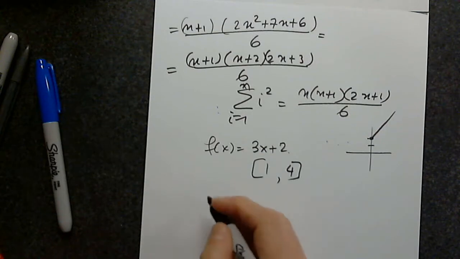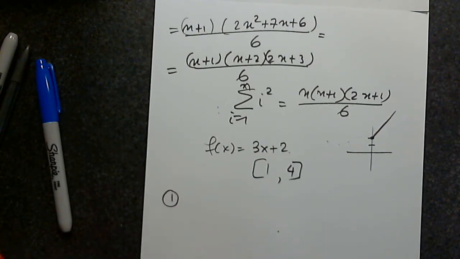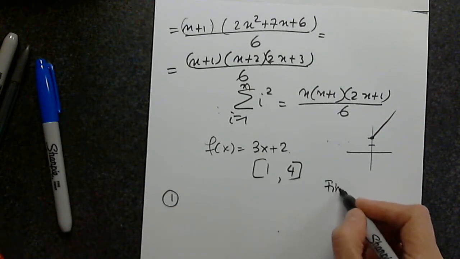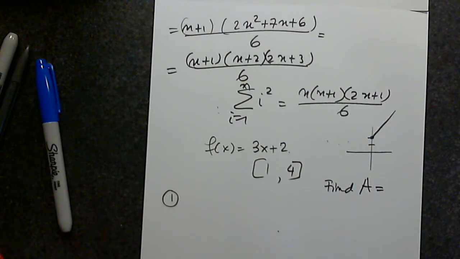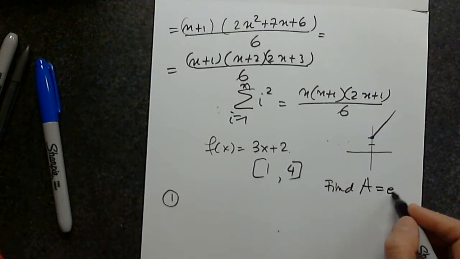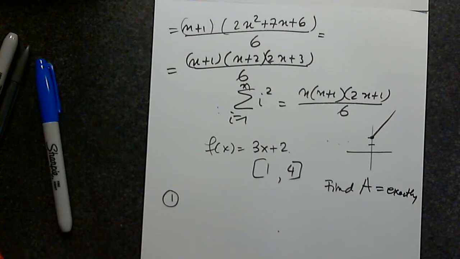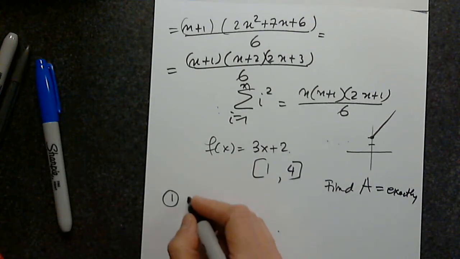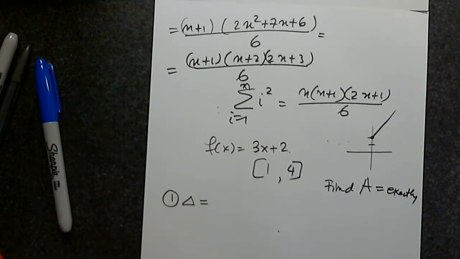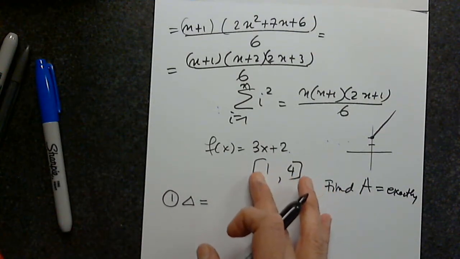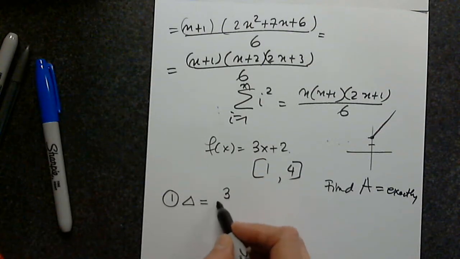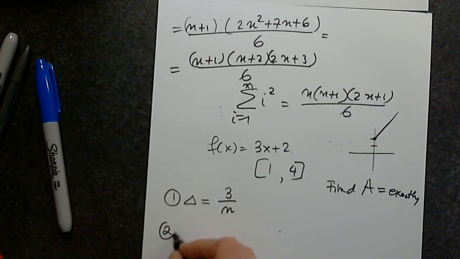Good. So first I have the first prep. We're asked to find the area using the limit of the Riemann sum exactly. Okay, so I need a few preps. Delta x is the first prep: b minus a over n. b minus a, 4 minus 1, over n. Very good.